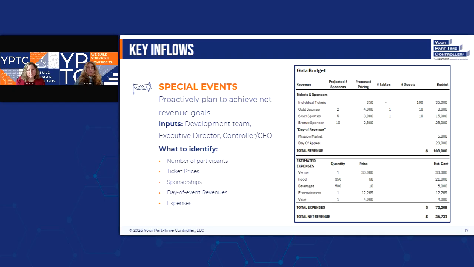You'll also need to consider sponsorships. How many levels and at what dollar value? And what about those day of event revenues like auctions and raffles? All of this leads to a discussion on what your direct event expenses are, like venue, food, beverage, entertainment, things like that. This type of detail can help you proactively plan how to achieve those net revenue goals.